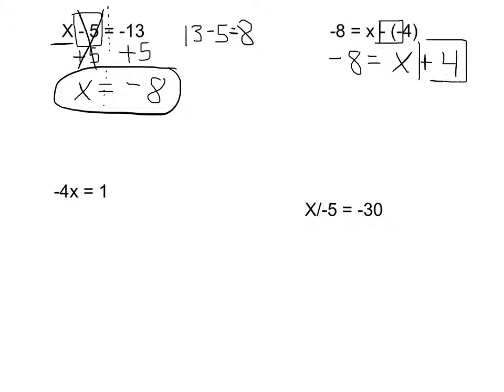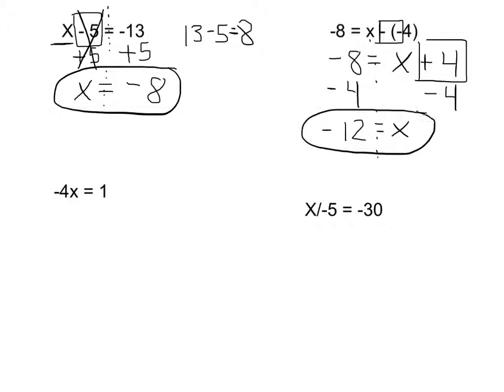And now we're going to handle this the same way. Inverse operation. Again, if it helps draw that line down the page, go ahead and do it. Negative 8 and negative 4, they're the same sign, so 8 plus 4 is 12. And it's got to be negative. So my answer ends up being x equals negative 12.